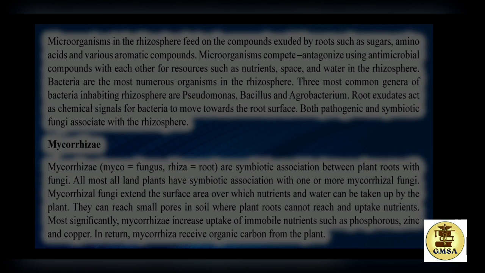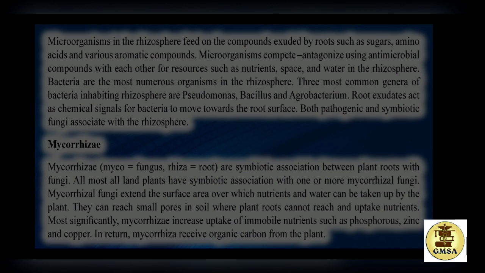Most significantly, mycorrhizae increase uptake of immobile nutrients such as phosphorus, zinc, and copper. What are immobile nutrients? Immobile nutrients are nutrients which are not transferred or transported from mature regions of the plant to the younger regions. These are not transported, that's why they are known as immobile nutrients. The examples are phosphorus, zinc, and copper.